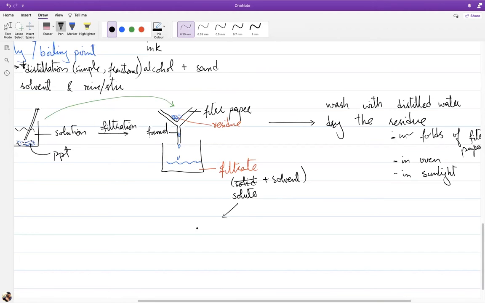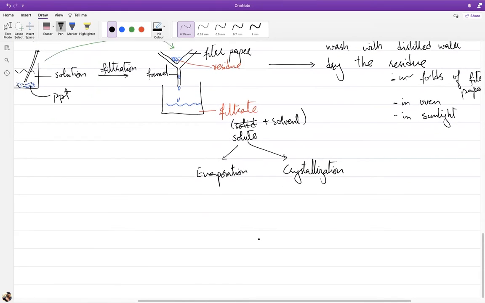One is evaporation and one is crystallization. Good. So evaporation is you take whatever solvent you have, you put it in a container that has a high surface area. Why? Evaporation happens from the surface. So you study this in physics as well. The higher the surface area, the easier it is.